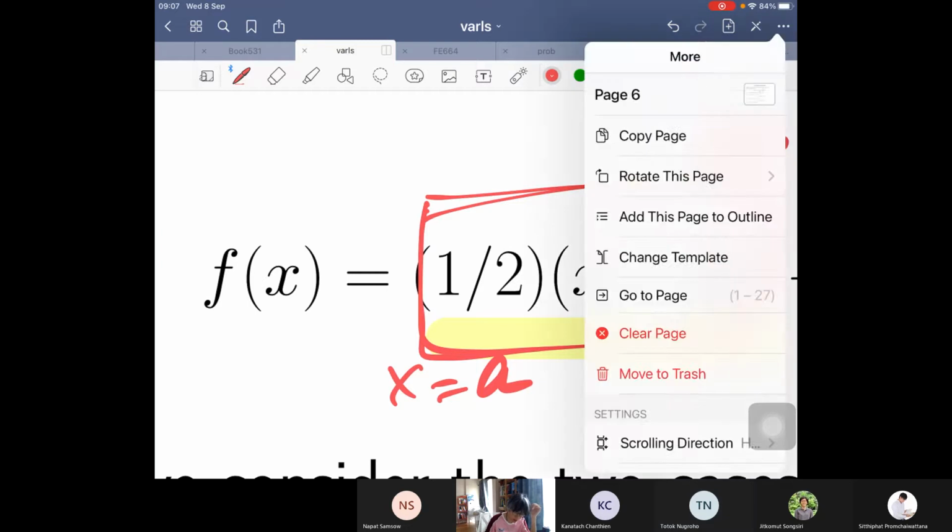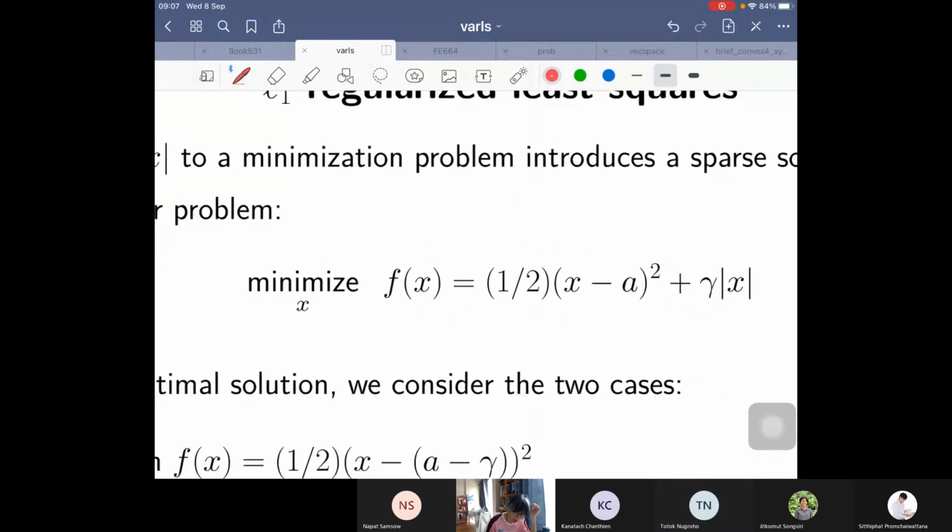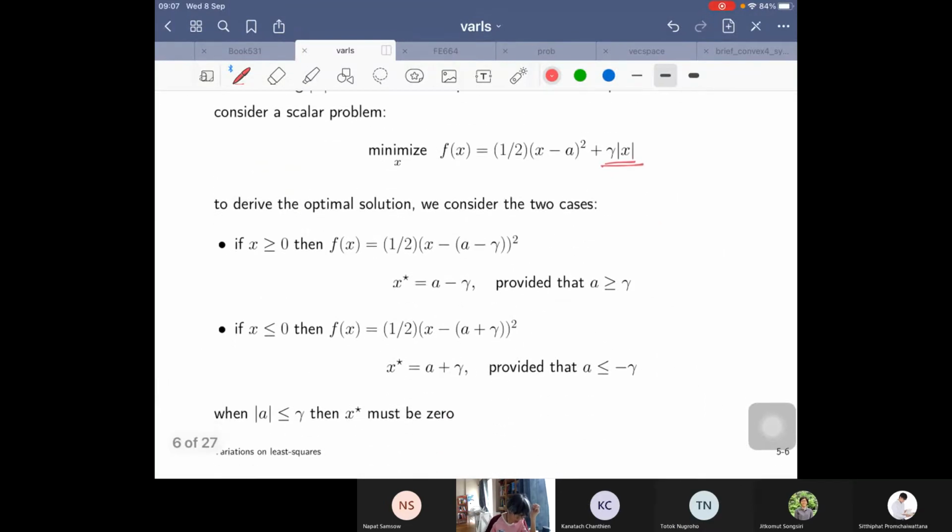Okay, now we change a little bit. We add the absolute value of x. This is a scalar. How do we do it?